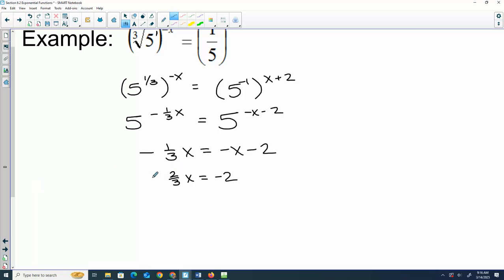We can divide by 2/3, or you could think of it as multiplying by the reciprocal. So x is -3. Could you have also done that problem by getting a base of 1/5 on each side? Yeah. So it would have just changed your signs. This would have been 1/5 to the negative 1/3, and this would have been 1/5 to the first. So you can go either direction there.